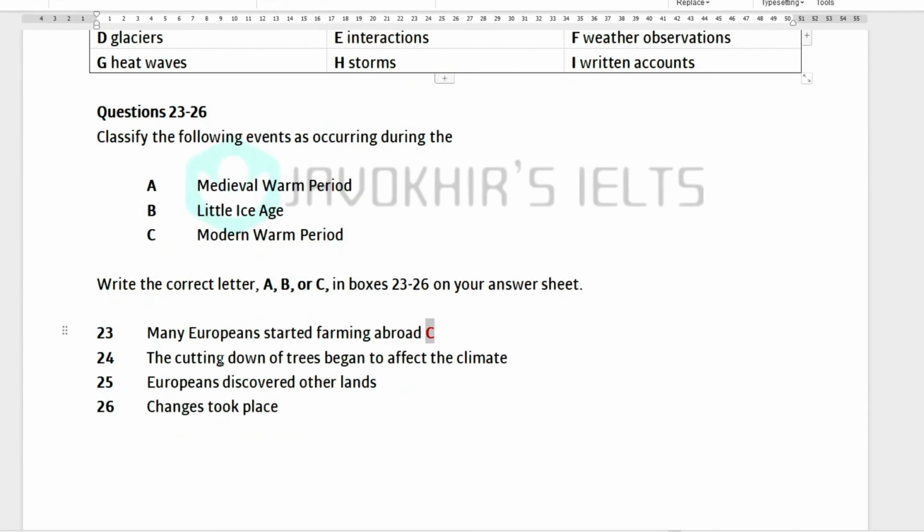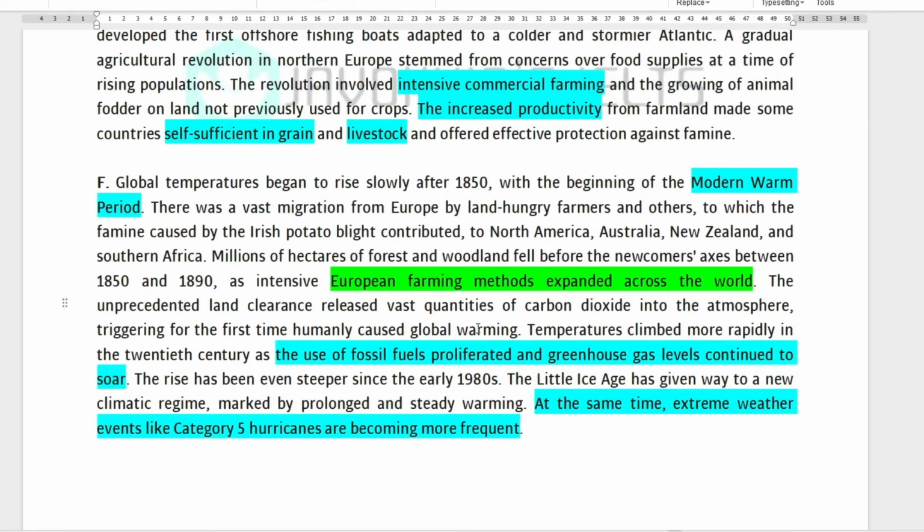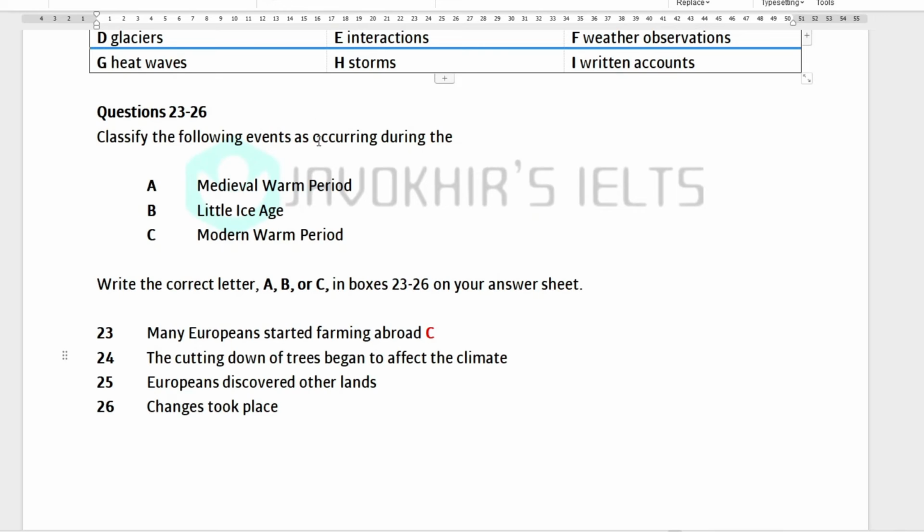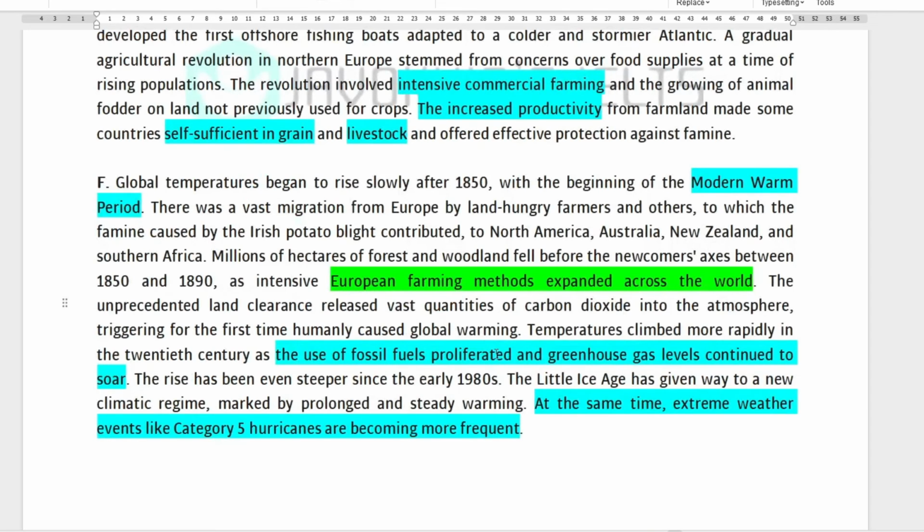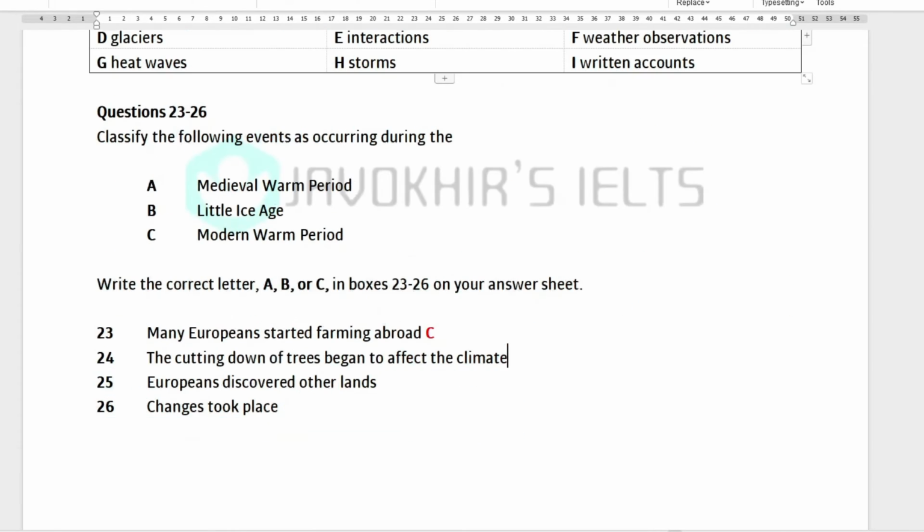So is that an effect? Of course, because they started cutting down the trees, a large amount of carbon dioxide started releasing, and it was considered the first time humans caused global warming. So we have, once again, C for us. But it's not Europeans, guys. We don't have anything new in Europe. We don't have Europeans as the answer. All right, so what are we left with?